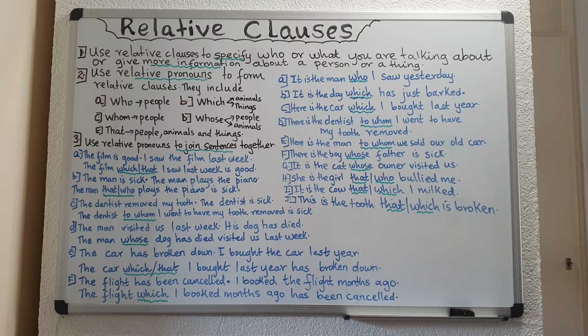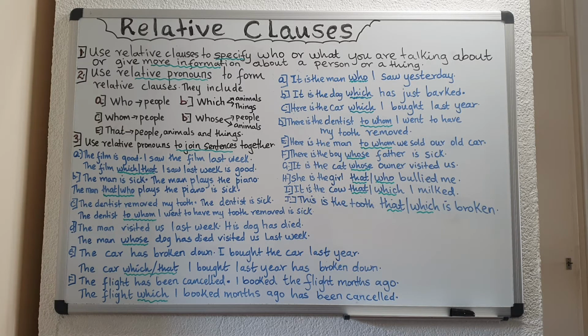But we also use relative clauses to give more information or more details about a person or a thing. So we have two functions when it comes to relative clauses. The first function is to specify who or what we are talking about, and the second function is to give extra details or more information about a person or a thing. How do we do that?